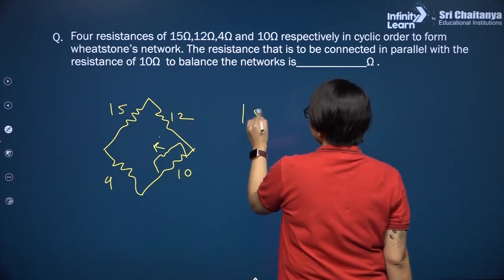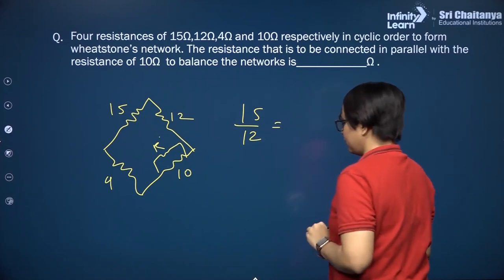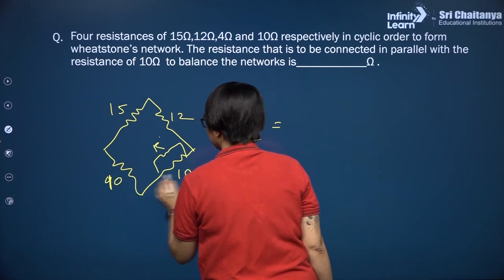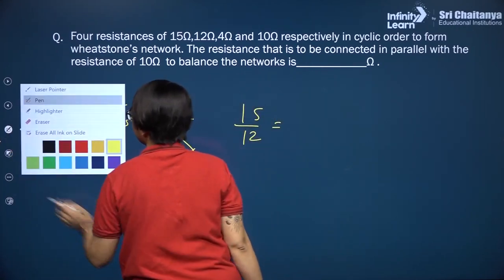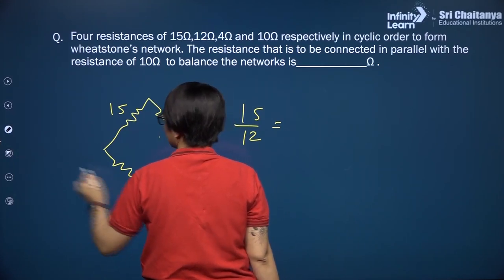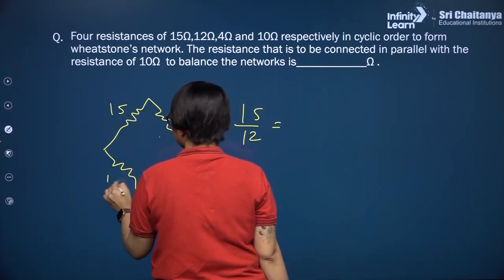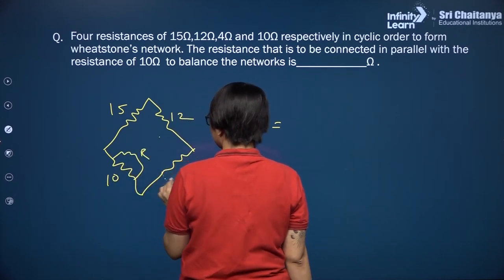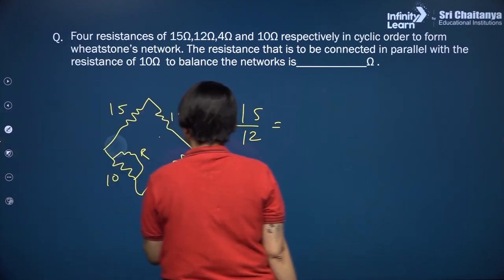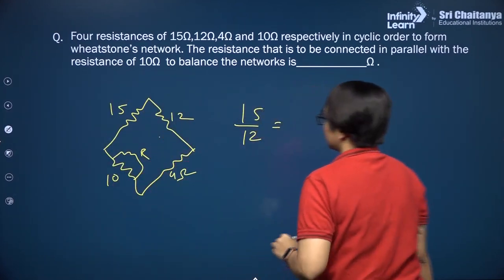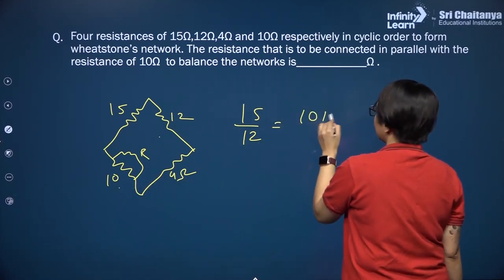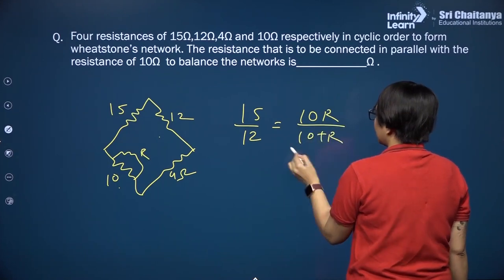That means 15 upon 12 should be what? Sorry, this is 10 and this is 4, cyclic order, right? Let me erase this portion. Okay, so this is 10 R and this is 4. We are not connecting anything with 4. So, it will be the parallel combination of 10 and R, which is 10 R divided by 10 plus R, divided by 4, right.